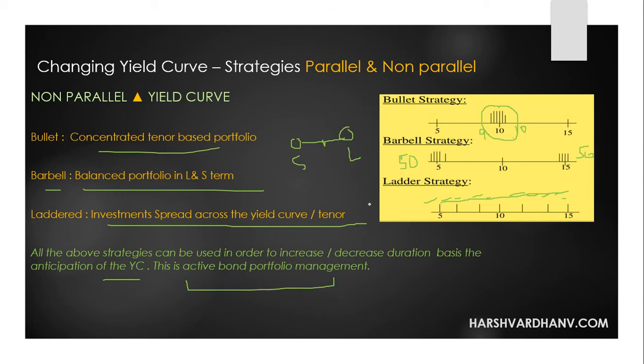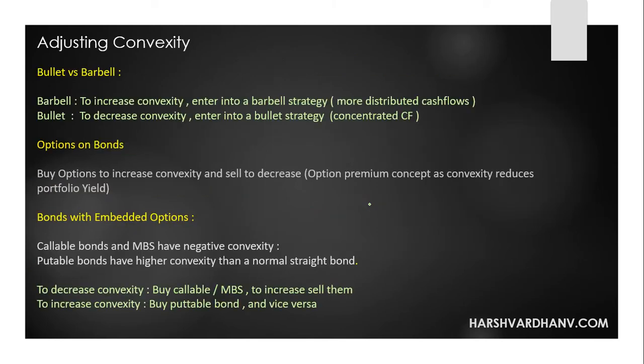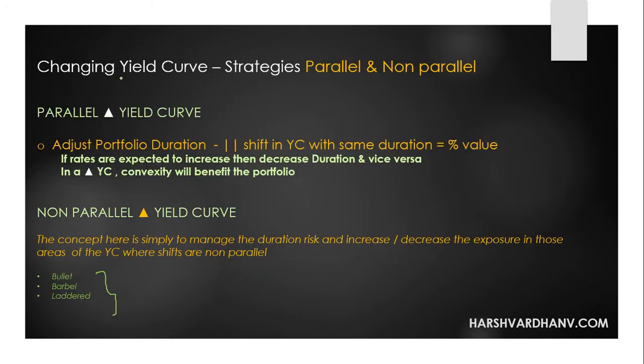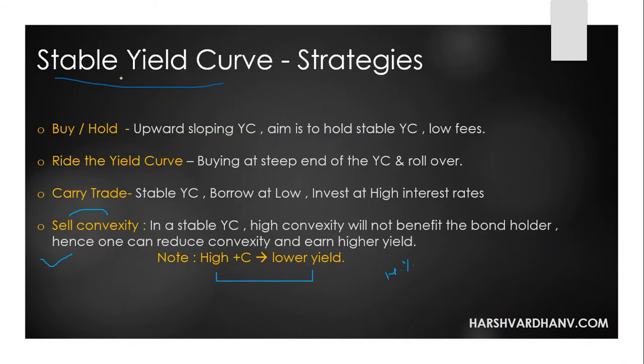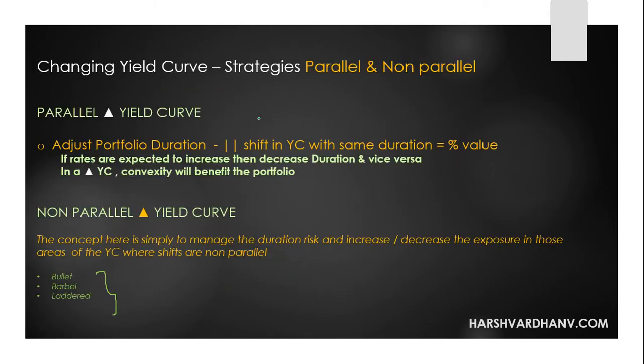So we will now see how do you manage these three strategies. So bullet versus barbell. Over here, let us consider one thing what we were doing over here. In this stable yield curve, you are not exposed to any interest rate risk. That's why you're not adjusting anything. In the unstable yield curve, you are exposed to interest rate risk. That's why you're adjusting your duration. And what is duration? Duration is termed as the interest rate risk, right? At the macro level, duration is the interest rate risk.